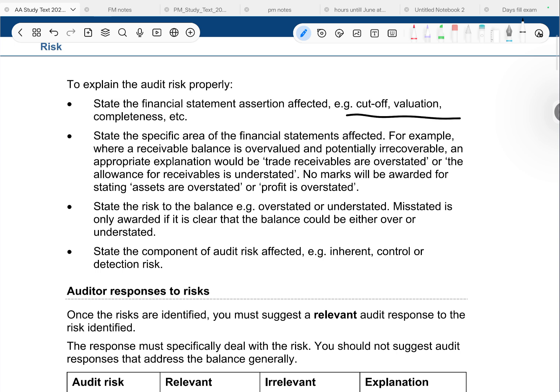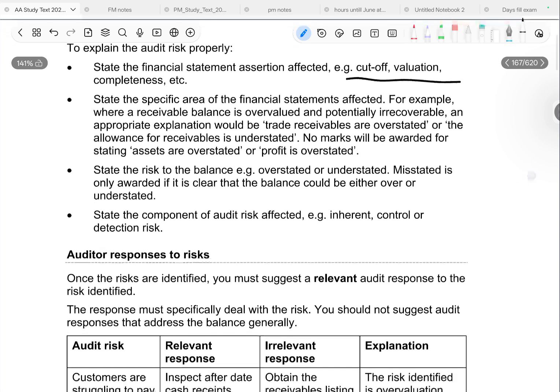Second, clearly state the specific area of the financial statements affected. For example, say trade receivables are overstated or allowance for receivables is understated. Avoid vague statements like assets are overstated or profit is overstated, as these will not earn marks. Third, explain the direction of the misstatement, whether the balance is overstated or understated. Only using the term misstated is not enough, as it could be either. Finally, link the risk to the component of audit risk, such as inherent risk, control risk, or detection risk.